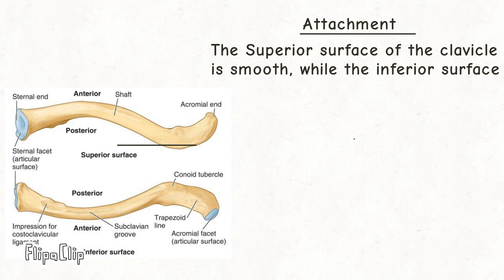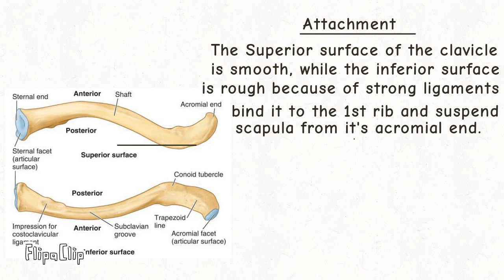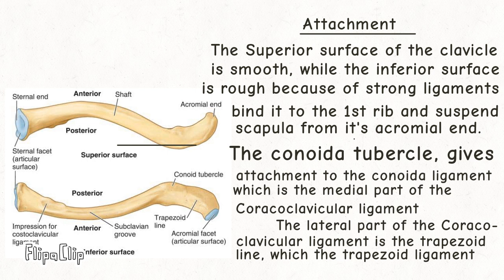Attachments. The superior surface of the clavicle is smooth, while the inferior surface is rough because of strong ligaments binding to the first rib and suspending the scapula from its acromial end. The conoid tubercle gives attachment to the conoid ligament, which is the medial part of the coracoclavicular ligament. The lateral part of the coracoclavicular ligament is the trapezoid line, to which the trapezoid ligament attaches.